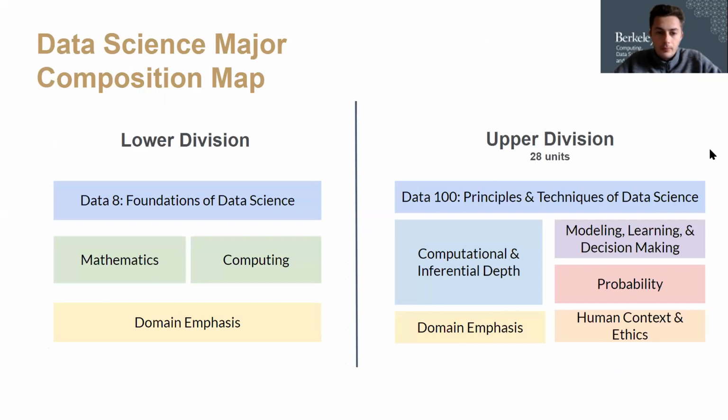Yeah, so now going on to the data science major, this little graphic here gives an overview of what is required for the lower division and upper division requirements. One thing to note is that recently, about a year ago or a semester ago, the number of upper division units changed from 30 required units to now 28 units. And then on the next slide, we'll go into more depth on the lower division requirements.